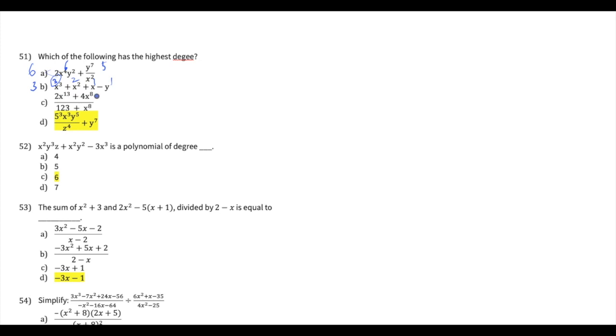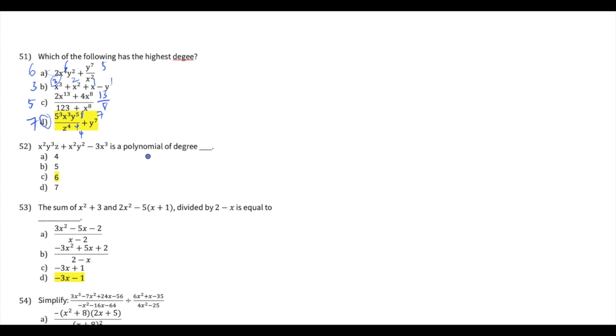How about here? Sa taas, meron tayong 13 and 8. So, 13 over, ito naman sa baba, 8. So, 13 minus 8, that's equal to 5. How about here? Ito meron tayong 7. This one would be 3 plus 5, that's 8 over 4. So, meron tayong 4 and 7. So, 7. Okay, so ang may highest degree dito would be letter D.